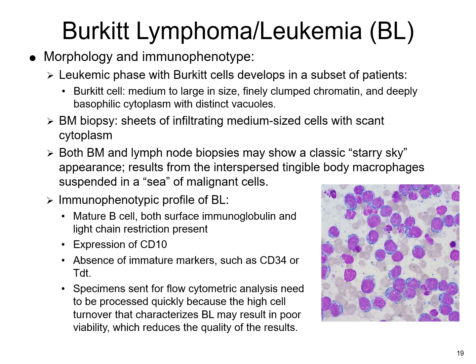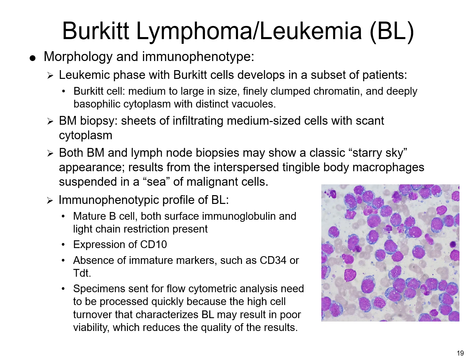Now, both the bone marrow and the lymph node biopsies can show a very classic starry sky appearance, which results from the interspersed tingible body macrophages that are suspended in a sea of malignant cells. So you can see here in this image where you just have a bunch of malignant cells, but then you have some normal appearing cells that are typical for bone marrow that may be distributed throughout that slide.